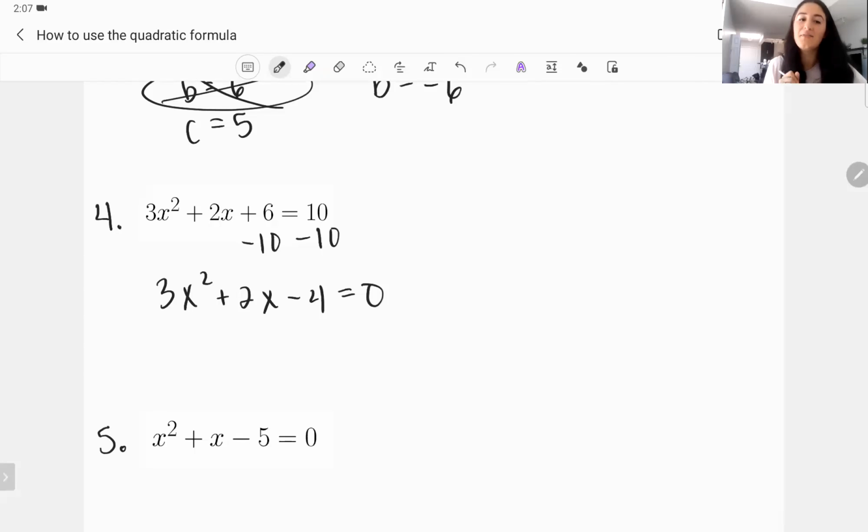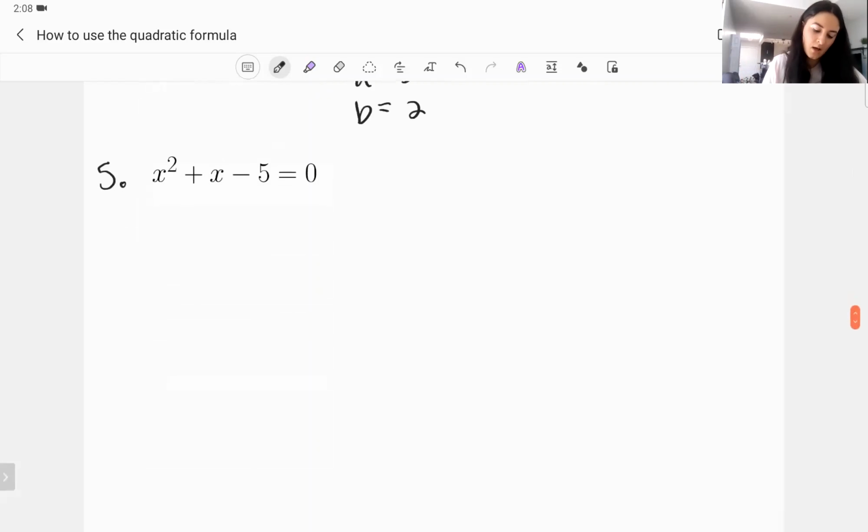So now this equation is in a form where we're okay to use the quadratic formula. Now A would be equal to 3, B would be equal to 2, and C would be equal to negative 4. So it really does make a difference, and it's going to change your answer whether or not the right-hand side has 0 on it. So if you ever see a number other than 0 on the right-hand side, make sure you subtract or add it to the other side so that the right-hand side has 0.